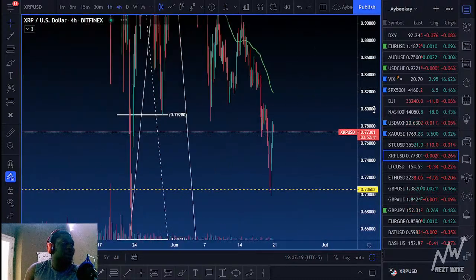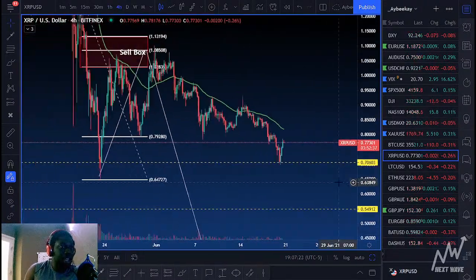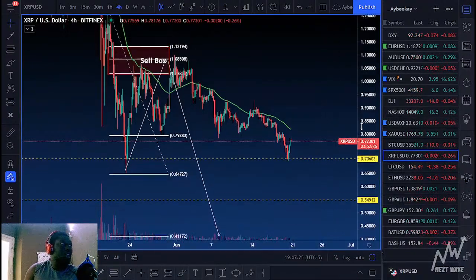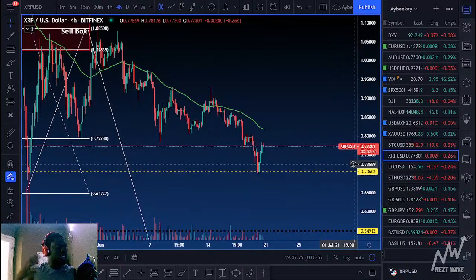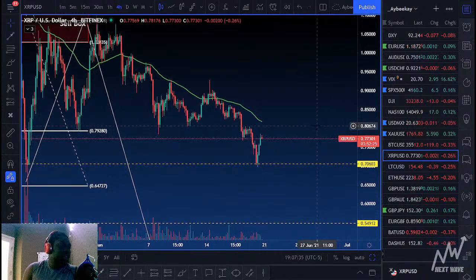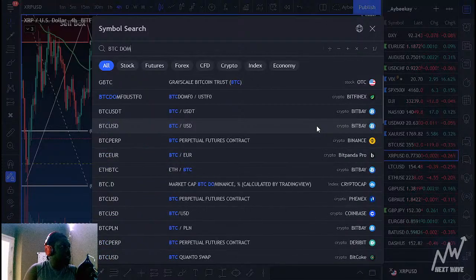Same thing with Ripple. I had mentioned, 70 cents is a perfect place to look to buy. 54 and 41 cents are also areas that you can buy at. But again, since Bitcoin has that market dominance, I wonder if there's a Bitcoin dominance market, like dominance.